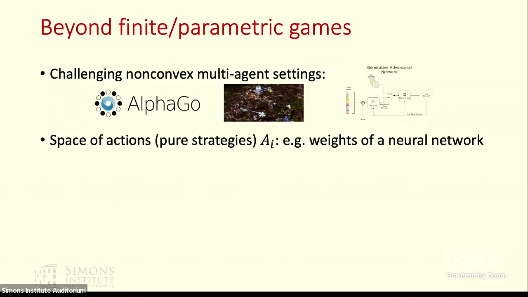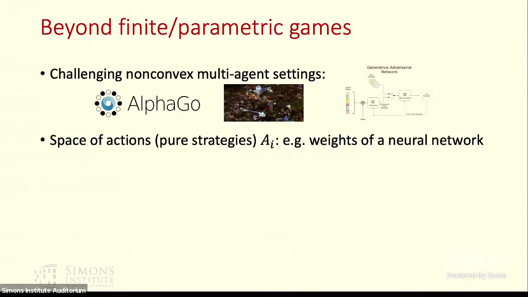There's many challenging non-convex multi-agent settings, such as multi-agent reinforcement learning, learning in generative adversarial networks. And these, of course, are not finite normal form games. They can be expressed as infinite normal form games, where you take the space of actions A_i of each agent to be, say, the space of all weights of a neural network.